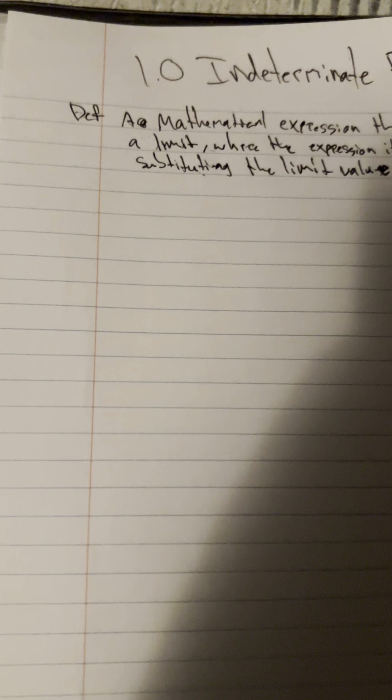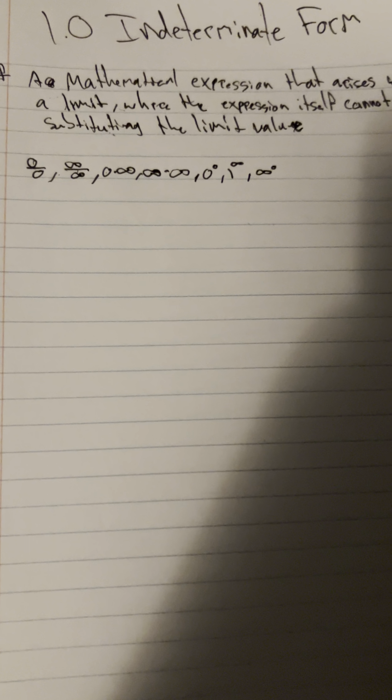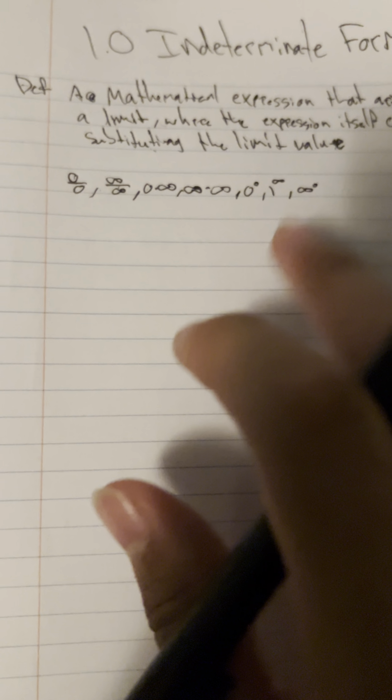Now, what do these look like? It could look like 0 over 0, infinity over infinity, 0 times infinity, infinity minus infinity. It could also look like 0 multiplied by 0, 1 multiplied by infinity, and infinity times 0. This is how they should look. If you get one of these, you will get an indeterminate form.